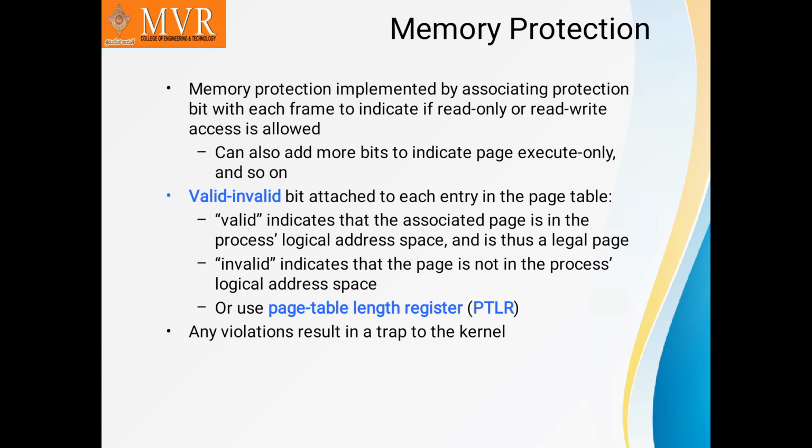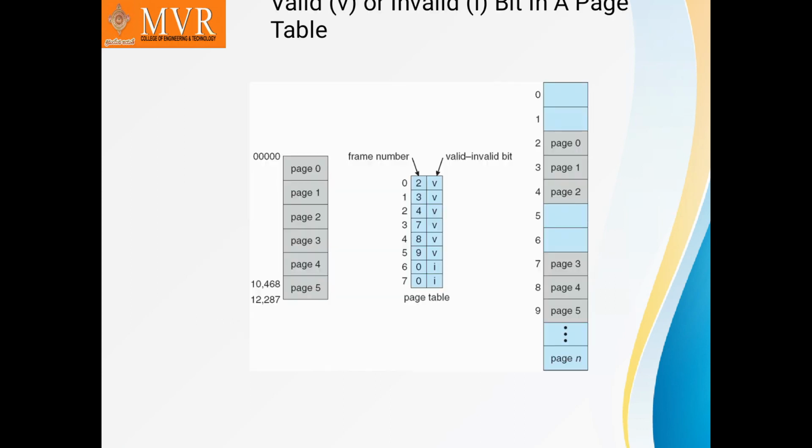So a valid bit indicates that the associated page is in the process logical address space, and thus it is a legal page. And invalid means it indicates that the page is not in the process logical address space. Or use the page table length register, that is PTLR. Any violations result in a trap to the kernel. See this picture, how valid and invalid bits occur in the page table.